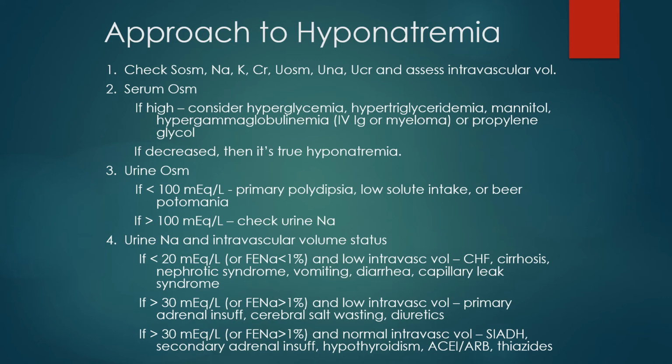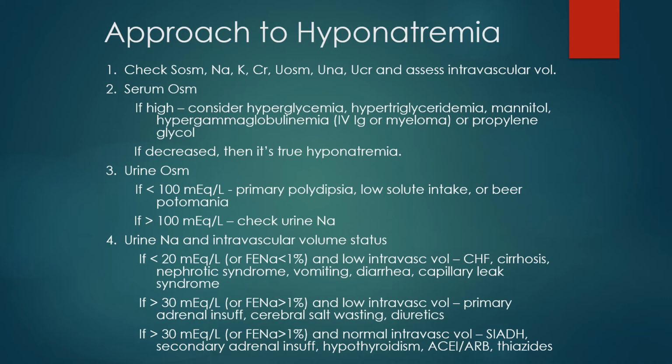You then need to look at the urine sodium and intravascular volume status. If both are low, then it's consistent with hypovolemic hyponatremia. Most cases of hyponatremia occur due to low intravascular volume status. Volume status can be estimated by checking for JVD, orthostatic changes in blood pressure and heart rate, increased BUN to creatinine ratio, evidence of hemoconcentration, a low urine sodium of less than 20, or fractional excretion of sodium less than 1%.